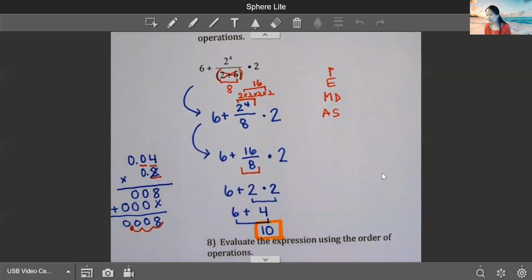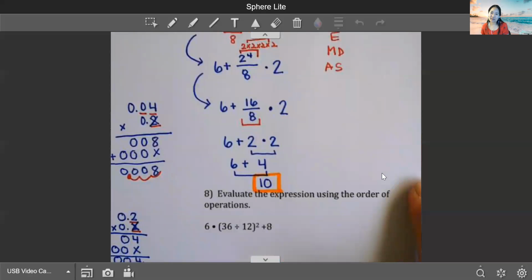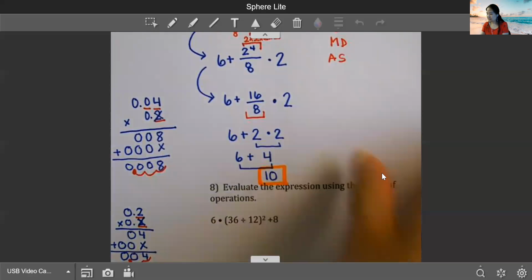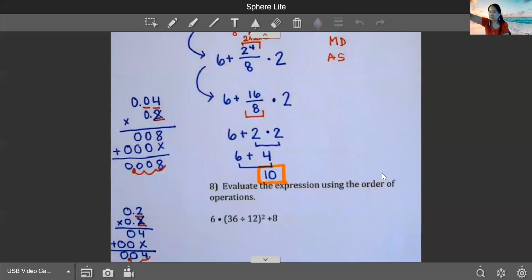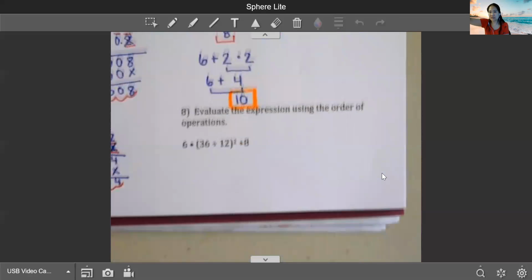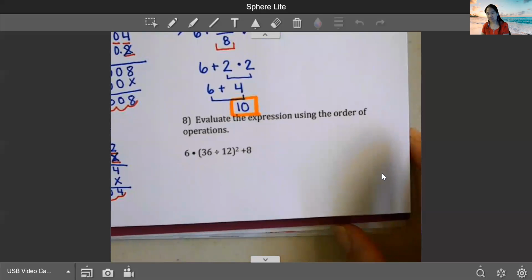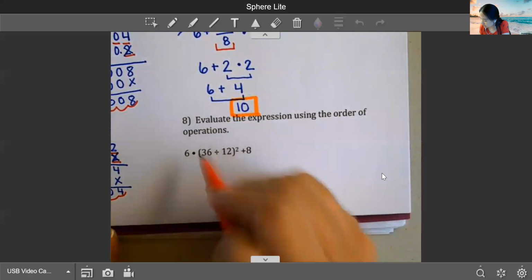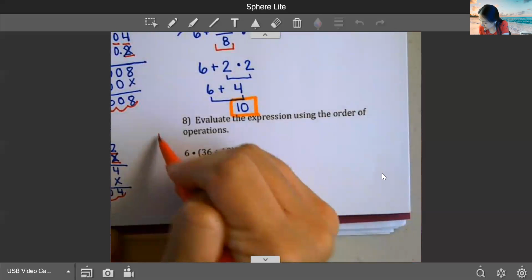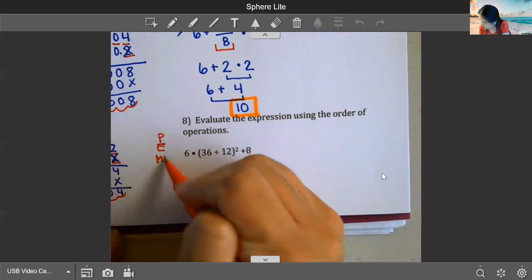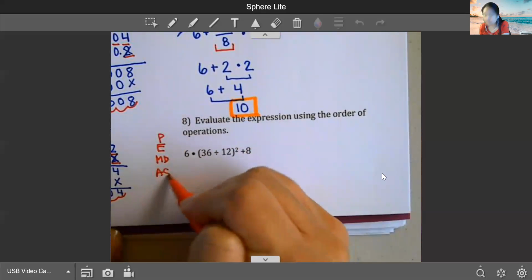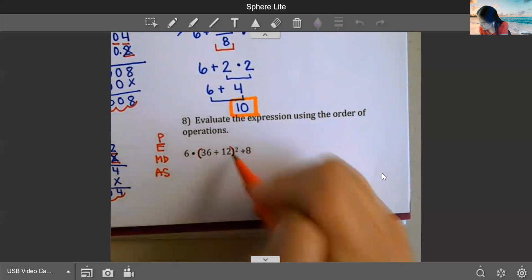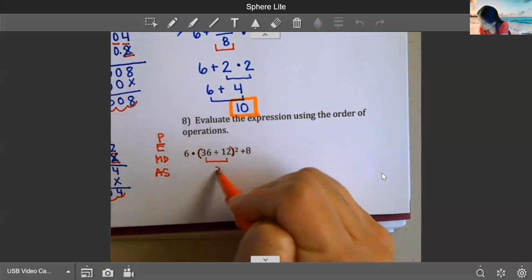Okay, number 8. Evaluate the expression using the order of operations again. Let me see if I can adjust the document camera. Okay, there's just a little bit of space here. It's okay, we can do this. According to my PEMDAS, I'm going to write on this side this time because I will be using the space to the right. I'm going to do my parentheses first. 36 divided by 12 is 3.